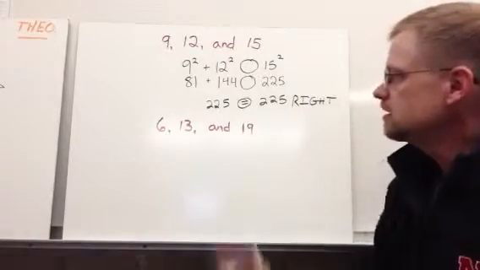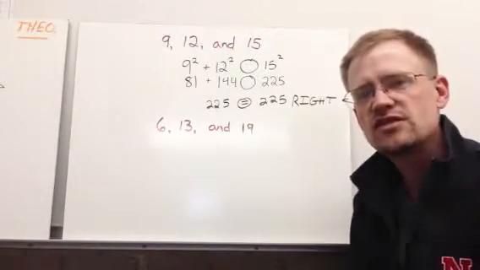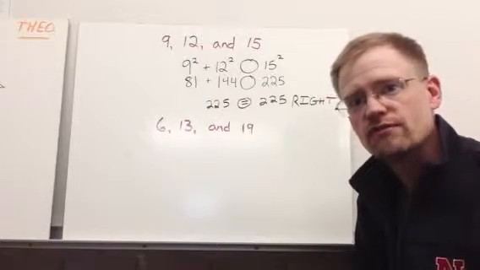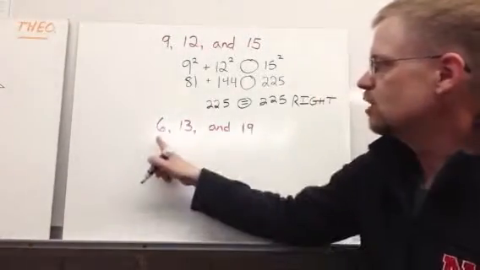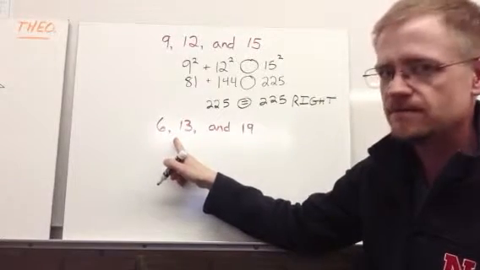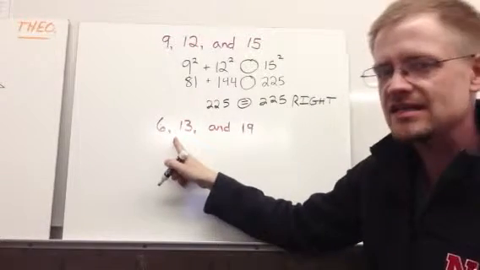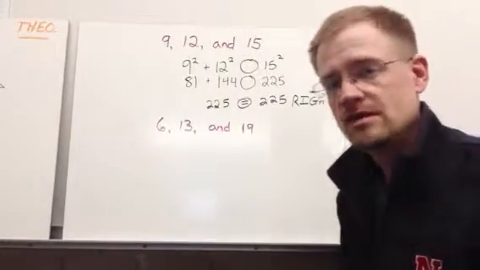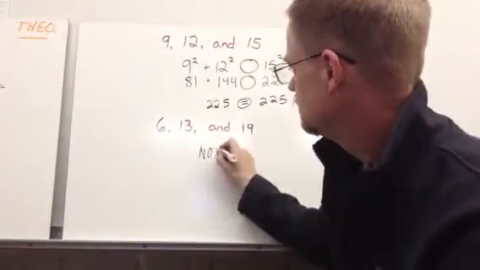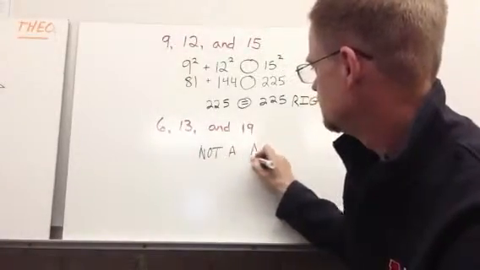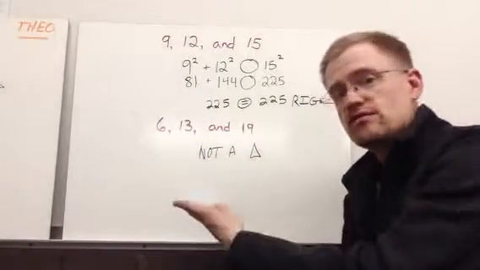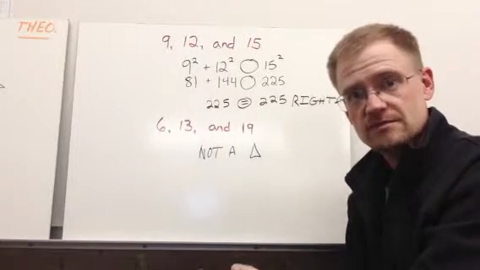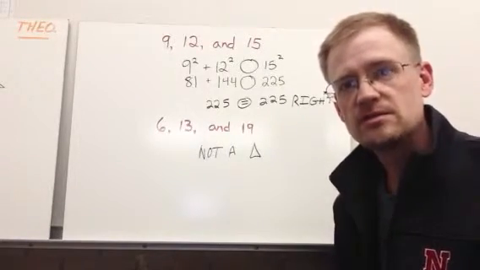We get a right. Let's look at this last one, 6, 13, and 19. Always do the test to see whether it's an actual triangle first. Well, in this case, your two smallest measurements are 6 and 13. Add them together, we get 19. Is 19 greater than 19? No. So in this case, not a triangle. There's no point of doing the test for acute, obtuse, and right if it's not even a triangle in the first place. Okay, work the practice problems, and we'll see you in the next video.